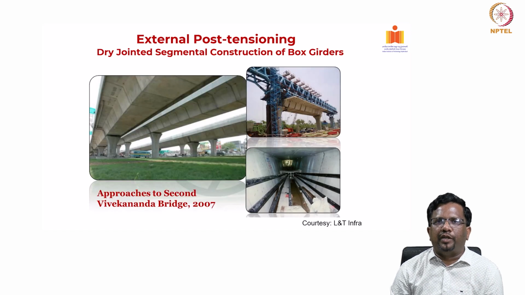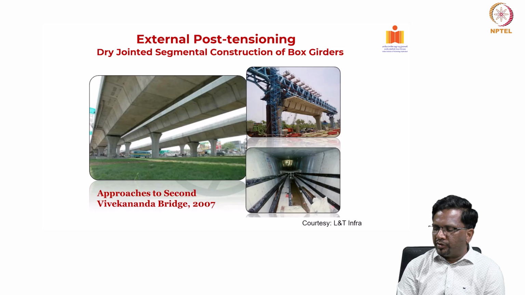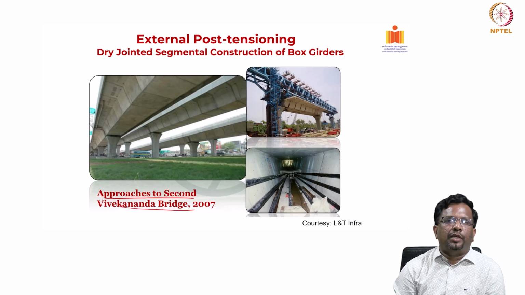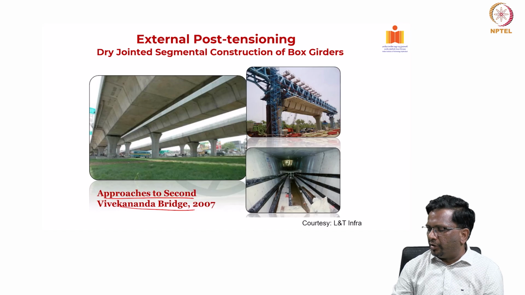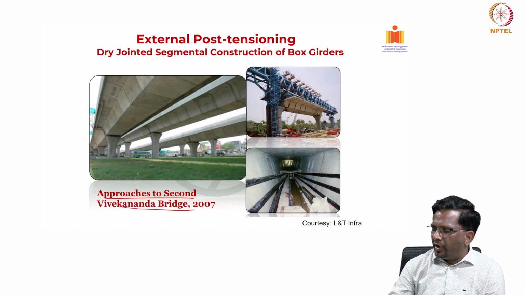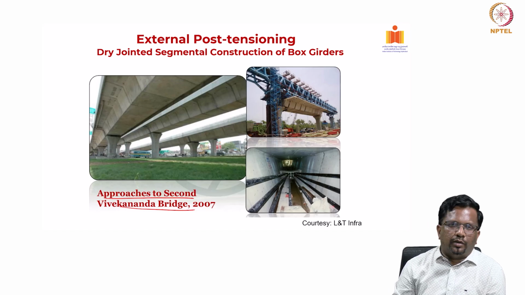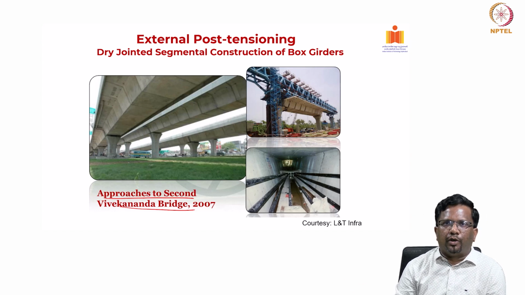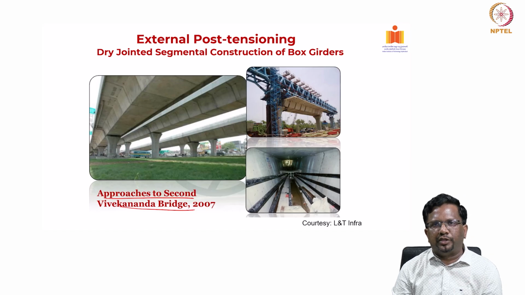Now, this is again a very interesting approach. These are the approaches to the second Vivekananda bridge in Kolkata. You can see these are all dry jointed segmental constructions of box girders. They are all done using post tensioning, and you can see this is an example of external post tensioning where these cables are running outside the concrete, right, and it is a very commonly used method of construction these days in India.